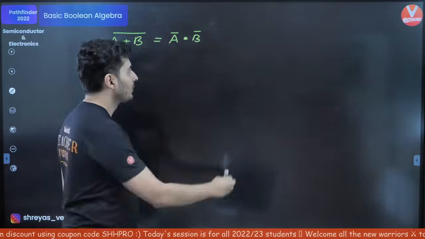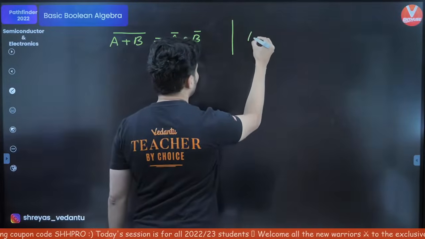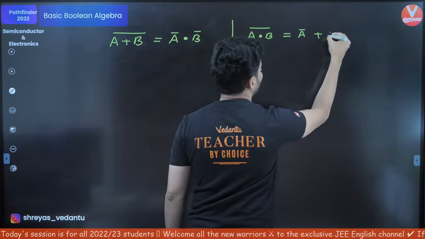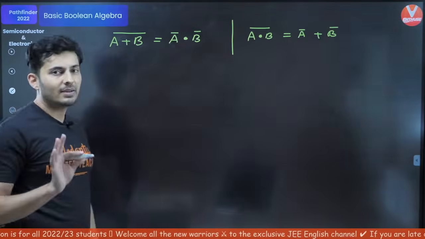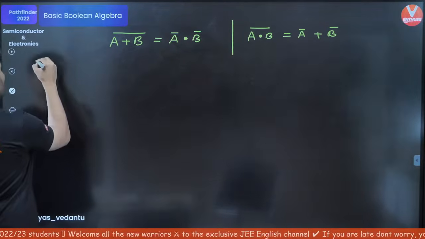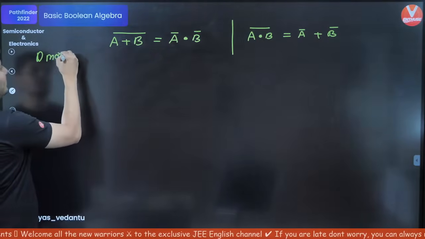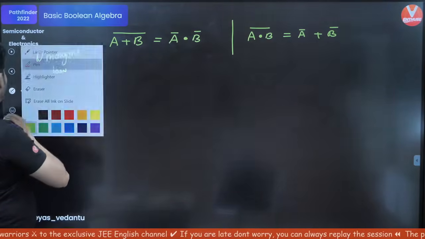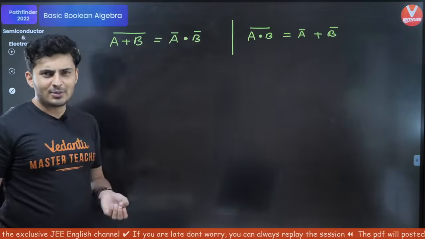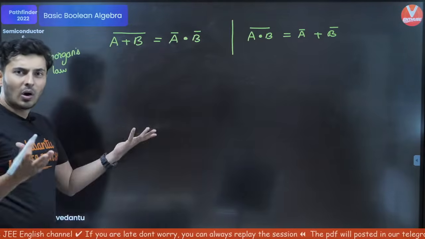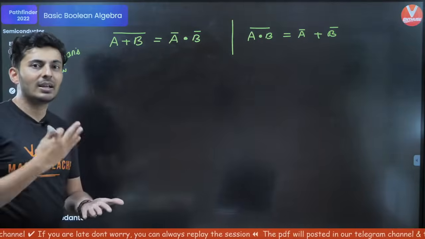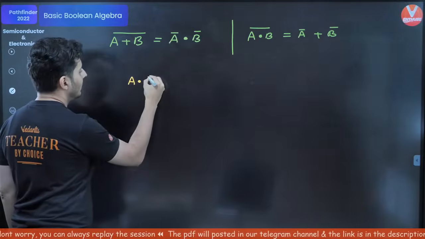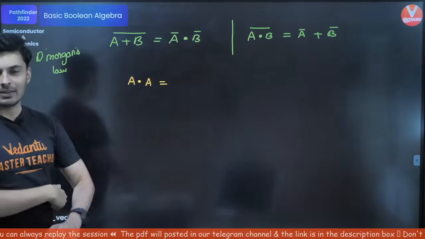Very interesting formula. It works the other way around also. So if you have (A dot B) whole bar, it can be written down as A bar plus B bar. Very, very important formula. Okay, so this is also called your De Morgan's law. Very, very important. Then there are some more formulas which are very easy to remember, or you can even derive it on the spot or even think about it logically. Like for example, A dot A. What do you think A dot A will be? Think about it.